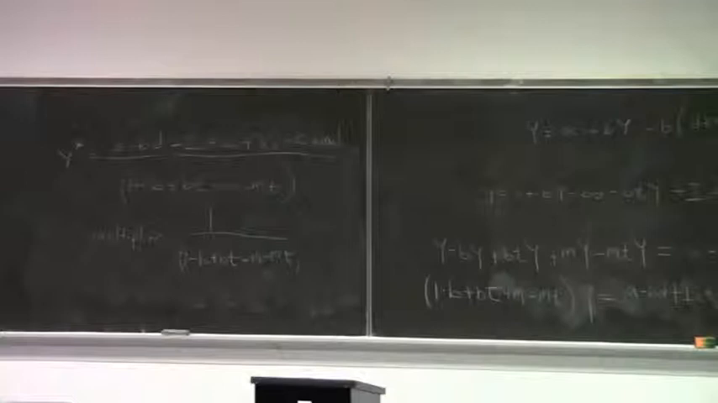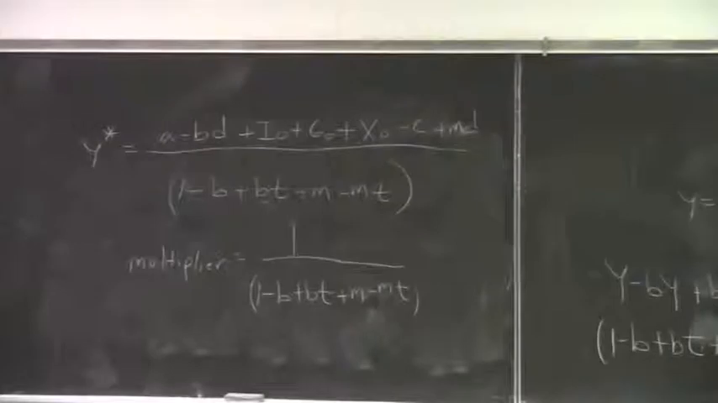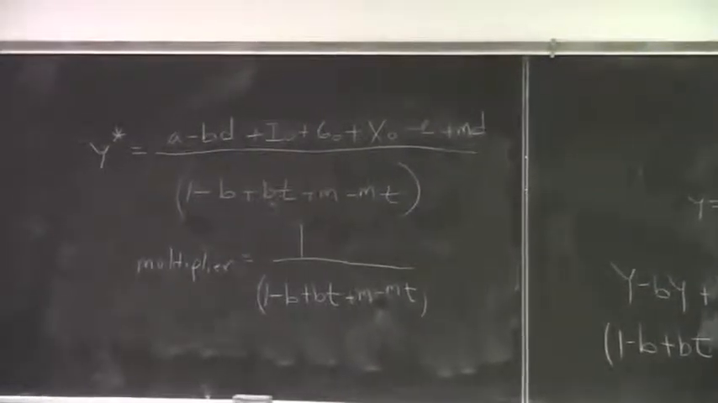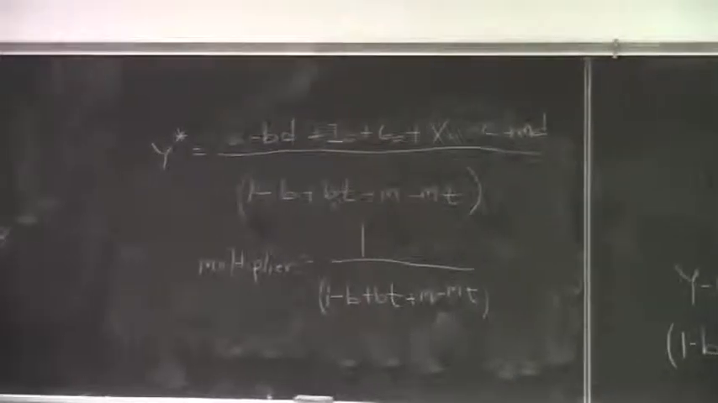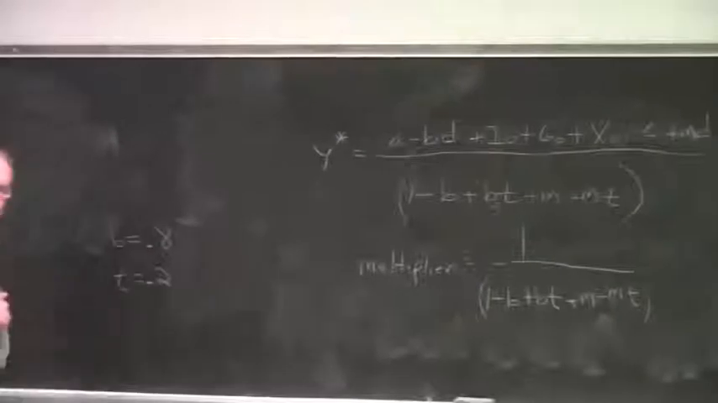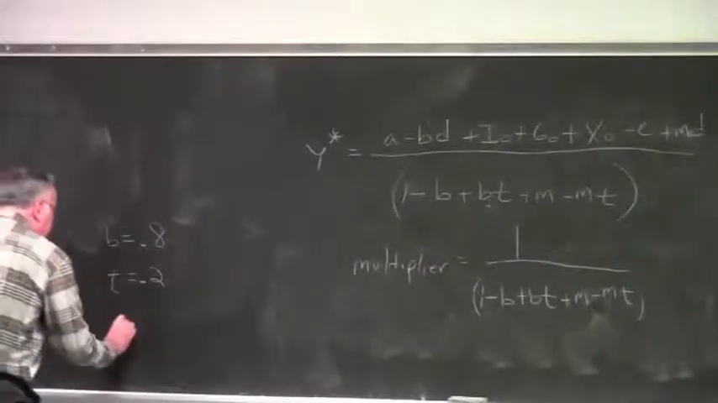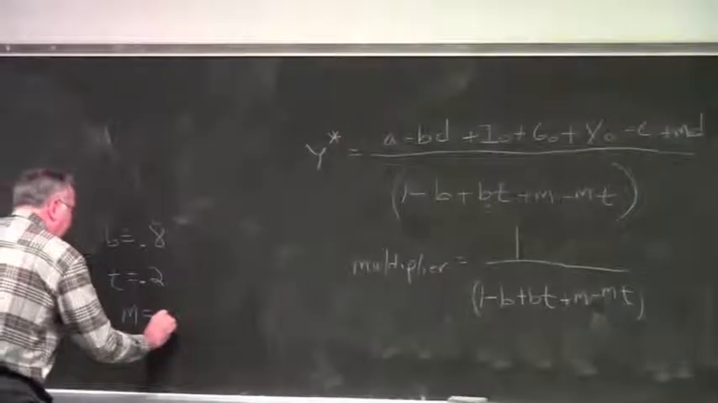In this case, if you calculate this multiplier for some reasonable values, you'll find the multiplier is much lower. For example, suppose the marginal propensity to consume is 0.8. Assume the tax rate is 0.2, 20% tax rate. Assume the marginal propensity to import is 0.1.